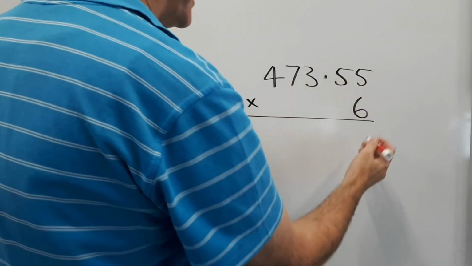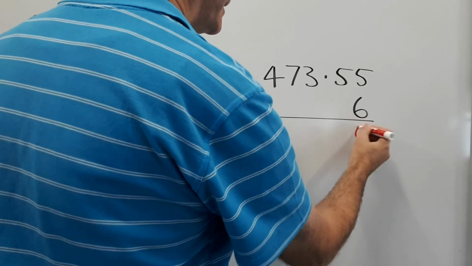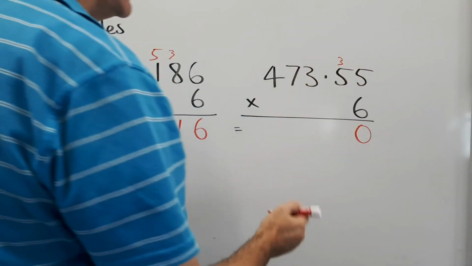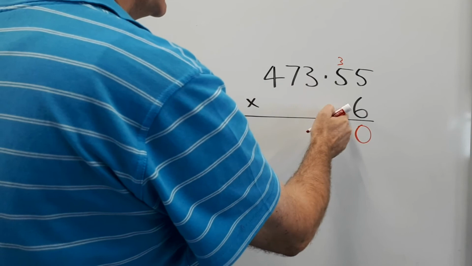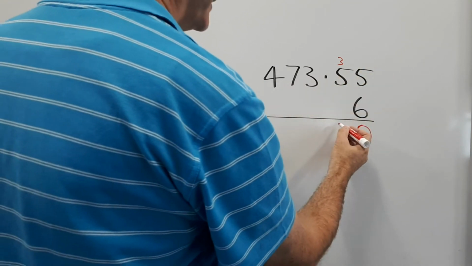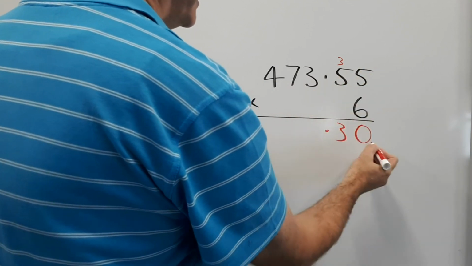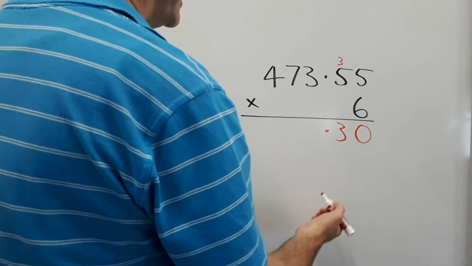This guy here, a bit bigger. 6 times 5 is 30. Put the 0 there, carry the 3 up. So add on later. 6 times 5 is 30 again, 33. Don't need that 0 there, but it's a handy placeholder.